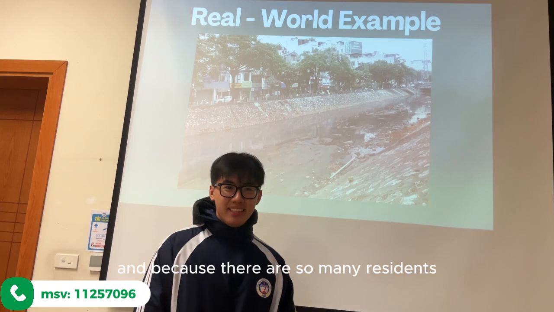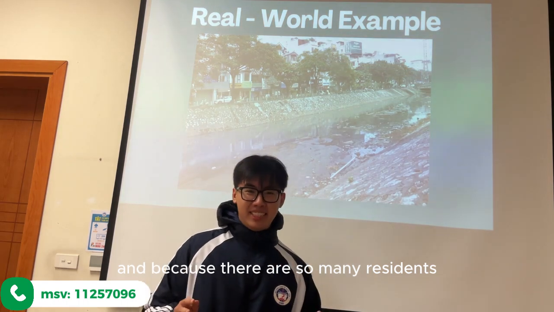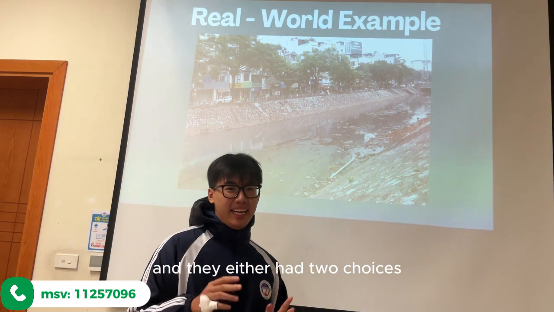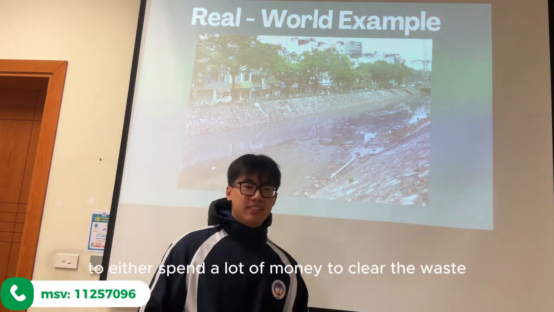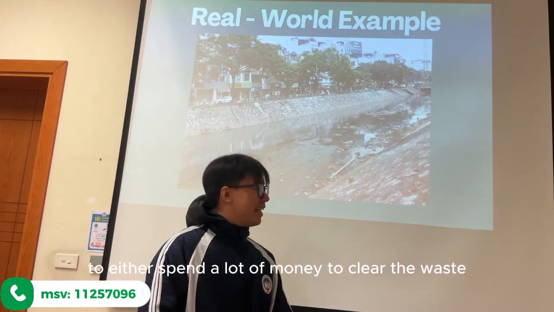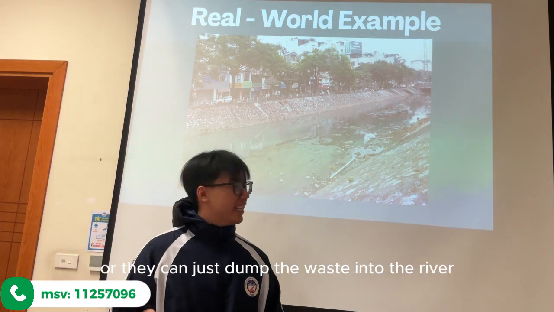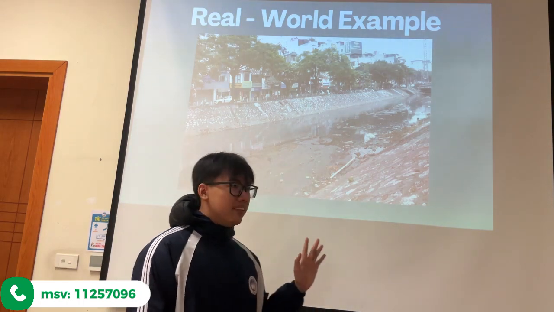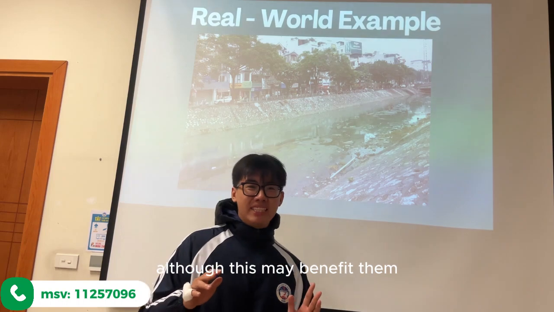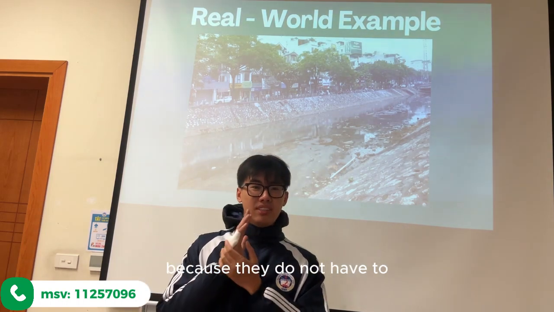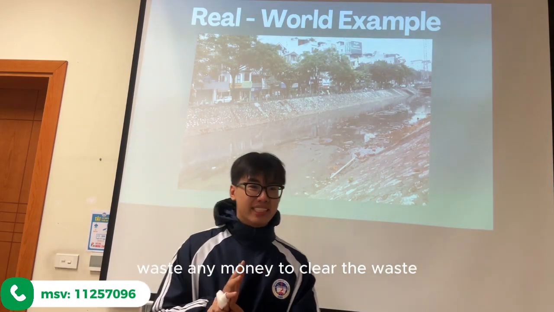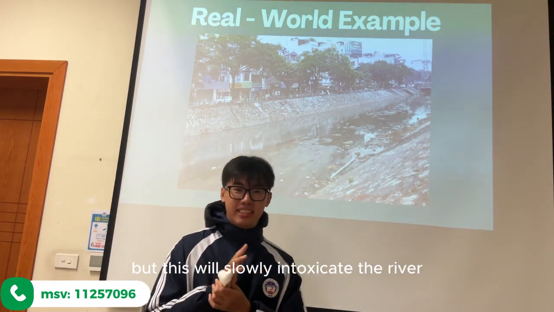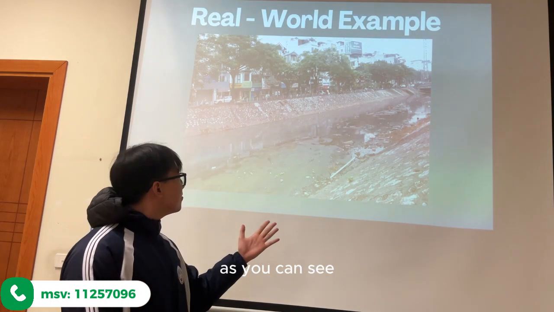But after the 2000s urbanization of Hanoi, more and more people lived around the To Lich River, and because there are so many residents, they produce waste, and they had 2 choices: to either spend a lot of money to clear the waste, or just dump the waste into the river. Although this may benefit them because they do not have to spend any money to clear the waste, this will slowly intoxicate the river, as you can see.